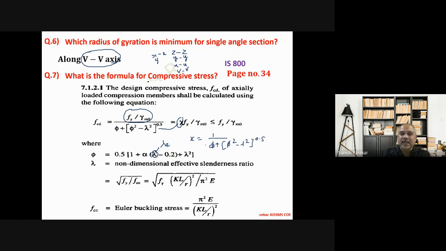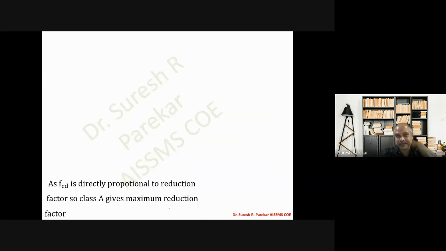This we have, that is the reduction factor. This value should be less than or equal to Fy upon gamma m, which means the reduction factor should be less than or equal to 1. This is also most important: the reduction factor should be less than or equal to 1. And then FCC is given according to pi square E upon lambda square, that is Euler's buckling stress.